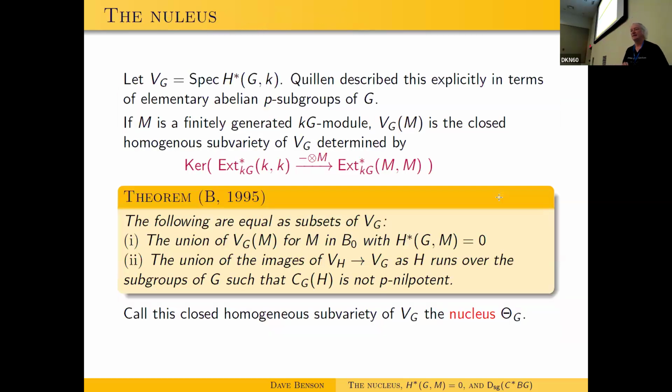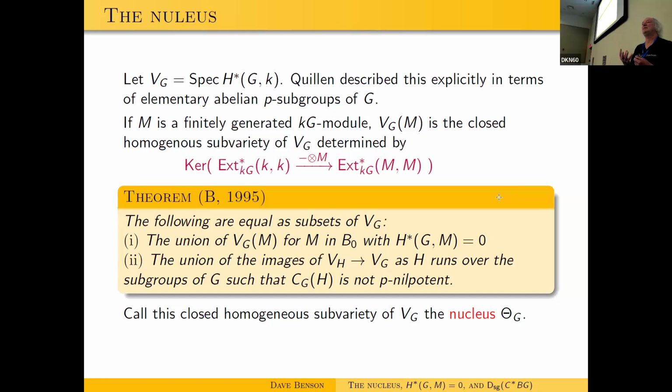I discovered yesterday that I had misspelt nucleus in the header of this slide. So the nucleus, apologies for that, is a certain subset of the spectrum of the cohomology ring. So the spectrum of the cohomology ring is something that was analyzed by Dan Quillen a long time ago. His description is in terms of the elementary abelian p-subgroups of the group.